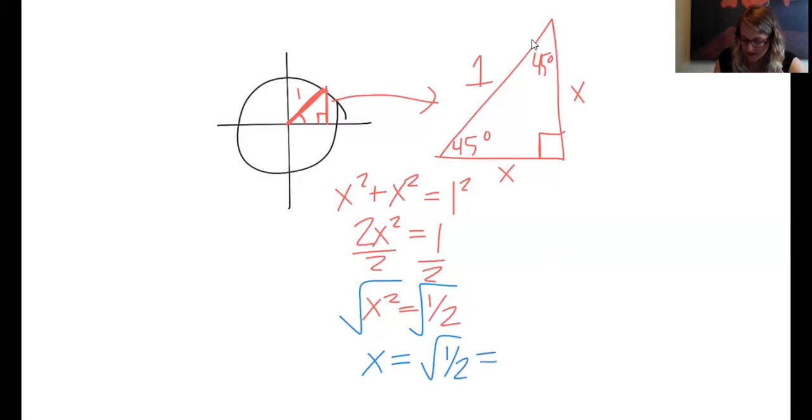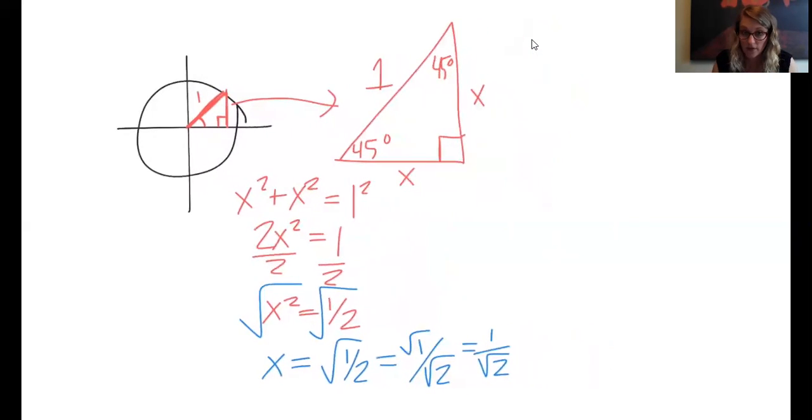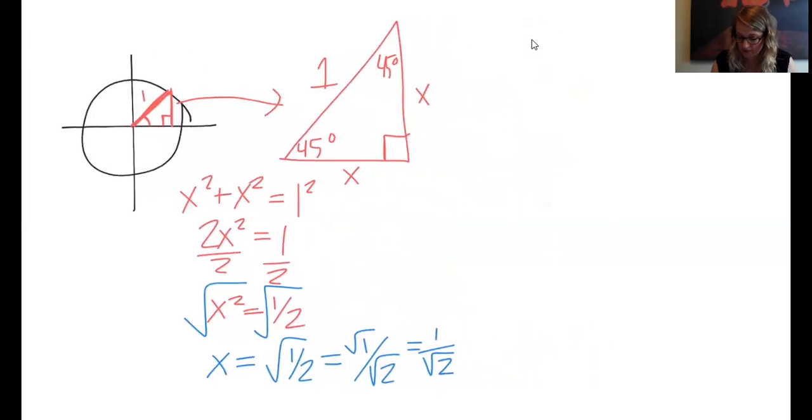Let's talk about how to simplify this. In case you forgot, taking the square root of a fraction, you can take the square root of the top and the bottom. So the square root of the top is 1 and the square root of the bottom is square root of 2. That is not very proper. And so what we're going to have to do is simplify this. And I'm going to scoot this whole thing over a little bit so that I have a little more space to write.